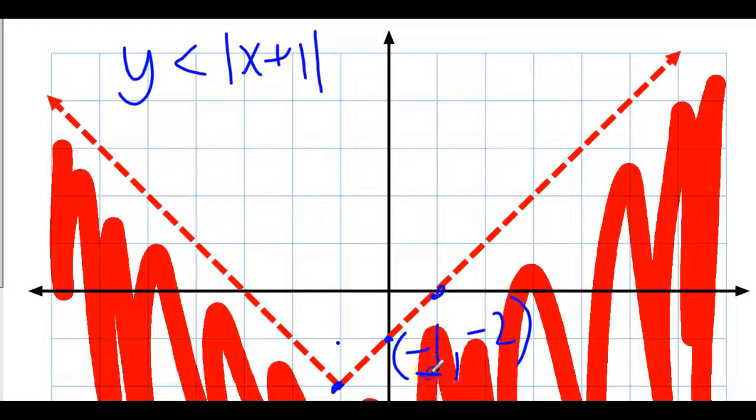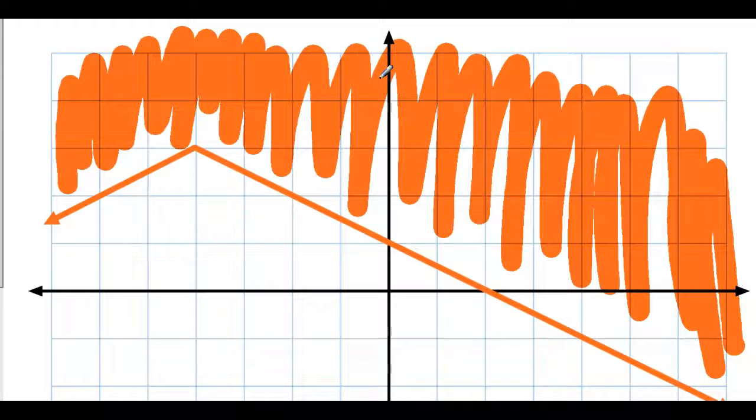That's going to move it 1 to the left, actually. And then -2 means down 2, so -2. And that's your equation for that inequality. Let's try one more. Last one.